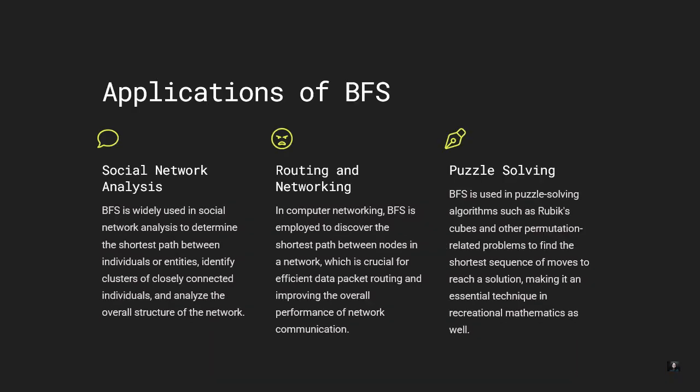Let us see some of the applications of BFS. Social network analysis. BFS is widely used in social network analysis to determine the shortest path between individuals or entities, identify clusters of closely connected individuals, and analyze the overall structure of the network. Routing and networking. In computer networking, BFS is employed to discover the shortest path between nodes in the network, which is crucial for efficient data packet routing and improving overall performance and network communication.